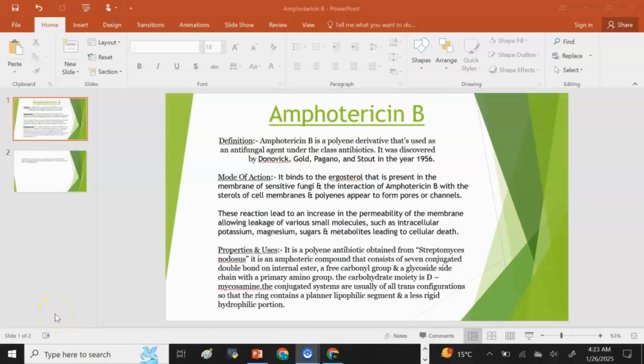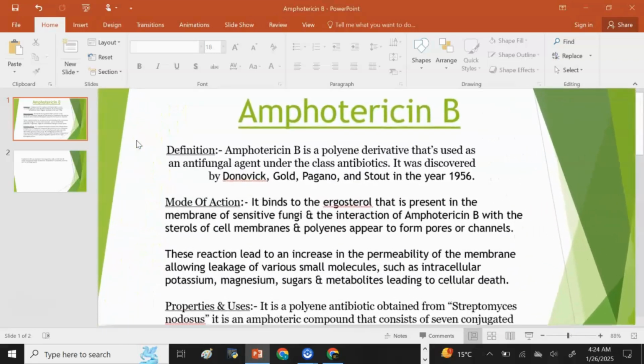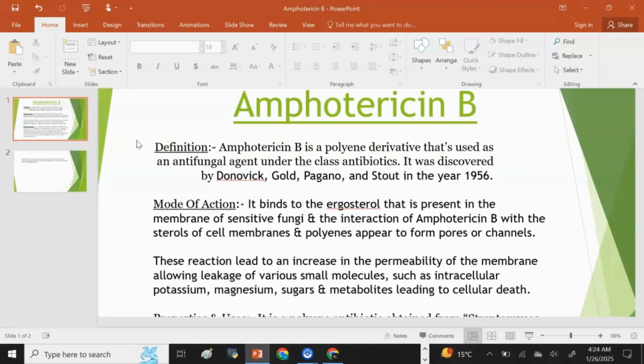In this video, I'm going to teach you guys how to draw a chemical structure, and we're going to be using an antifungal agent as an example, which is amphotericin B. Amphotericin B is a polyene derivative that is used as an antifungal agent under the class antibiotics.